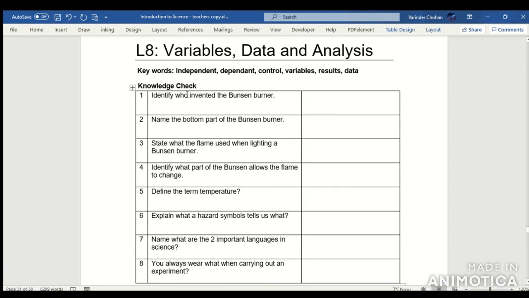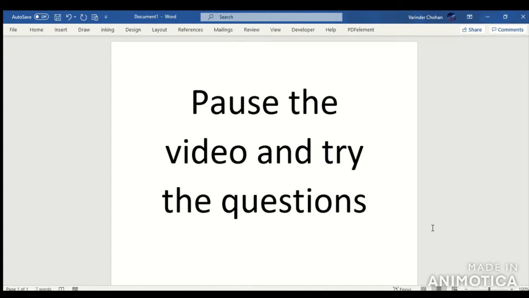Lesson 8, Variables, Data and Analysis. Keywords: independent, dependent, control, variable, results and data. Have a go at the first knowledge check. Pause the video and try the questions.